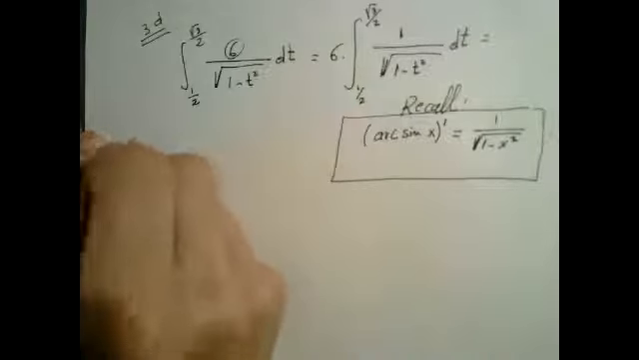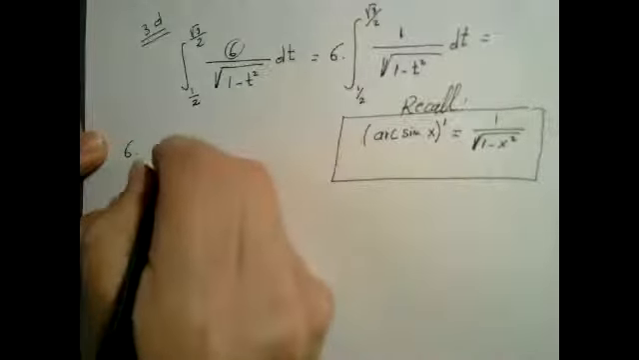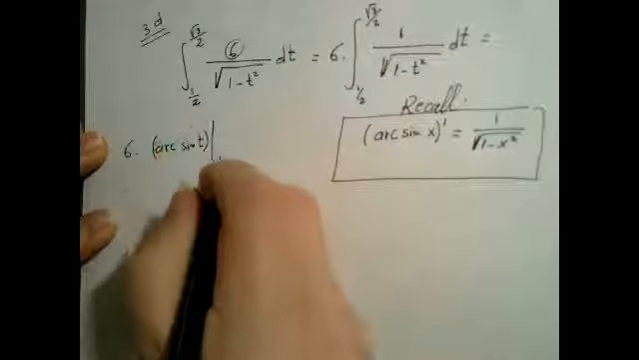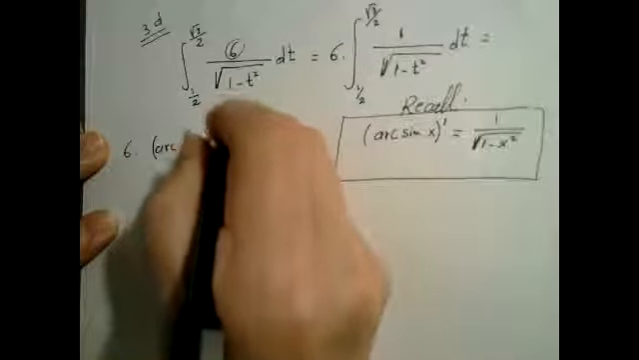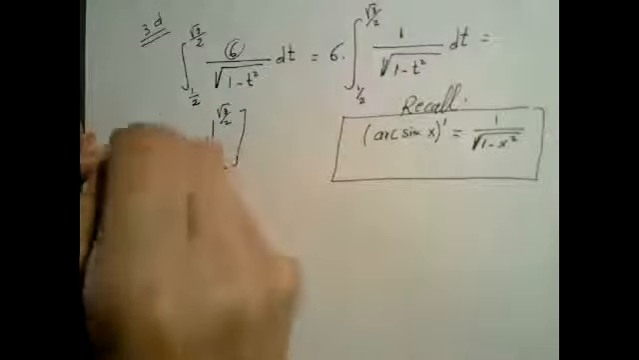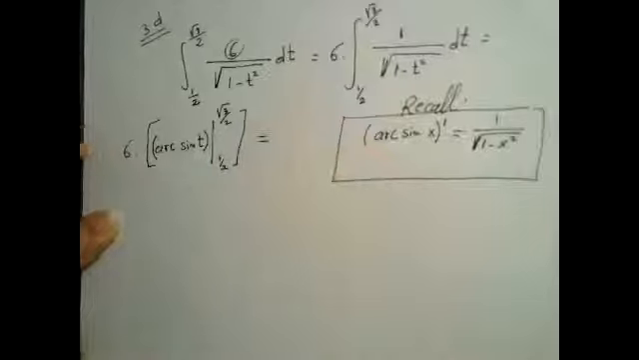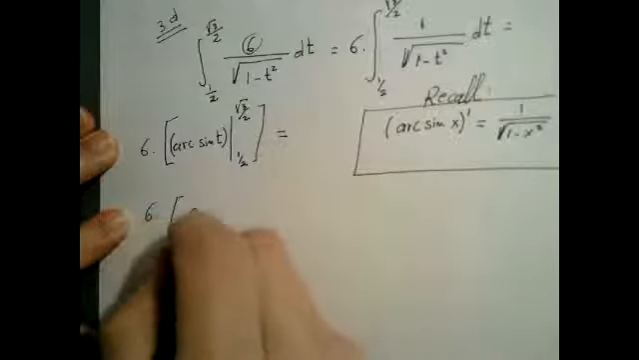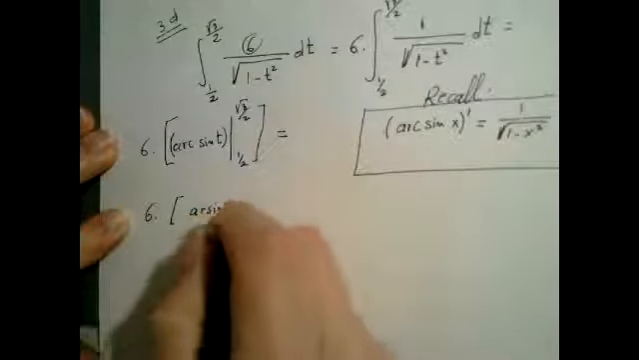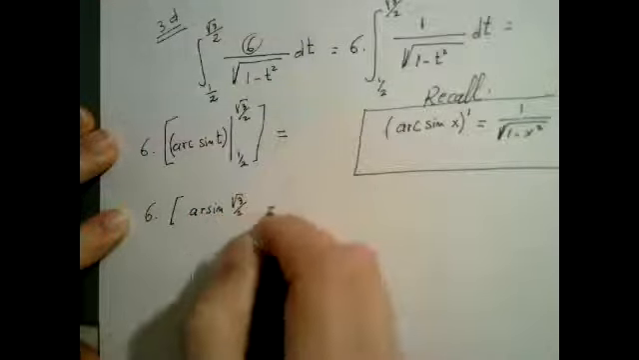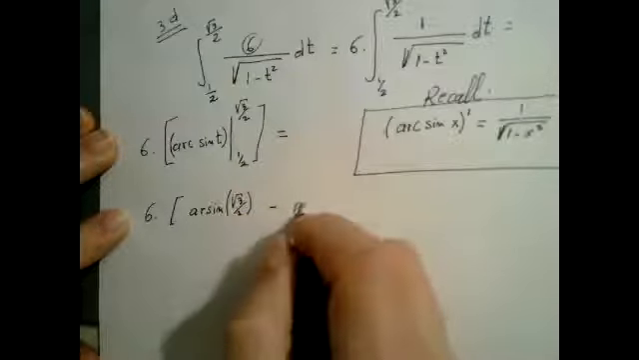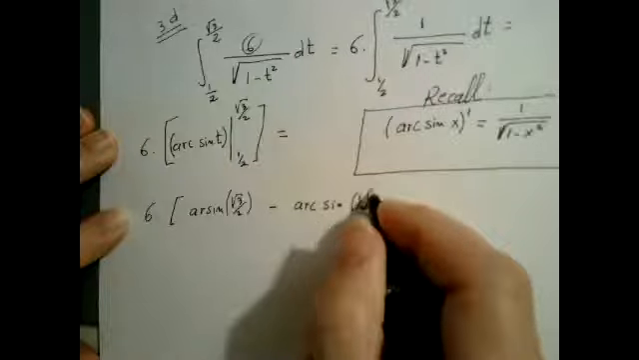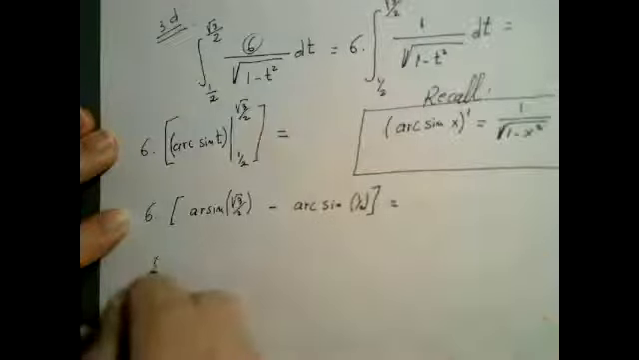So it's going to be 6 times arc sine t, because my variable's name is t, evaluated between a half and the square root of 3 over 2. So it was simpler than it looks. So that's 6 times arc sine square root of 3 over 2 minus arc sine 1/2. So this is equal to 6 times.